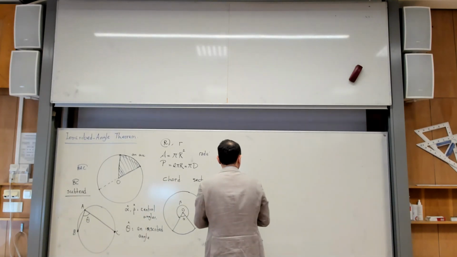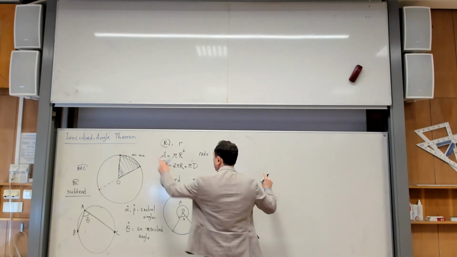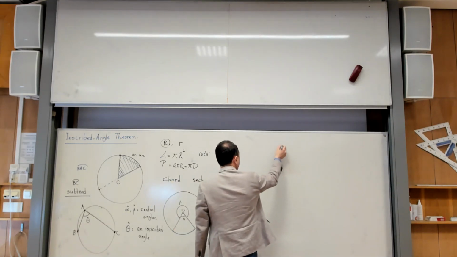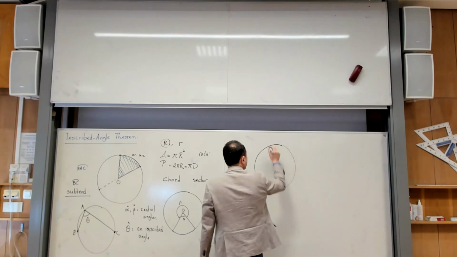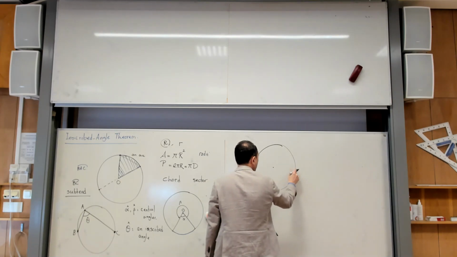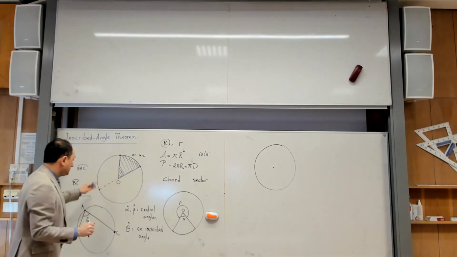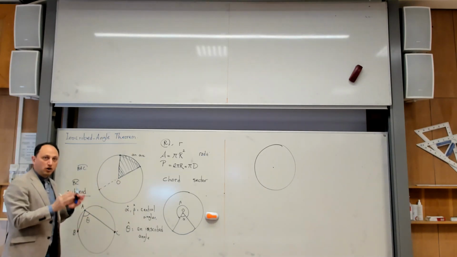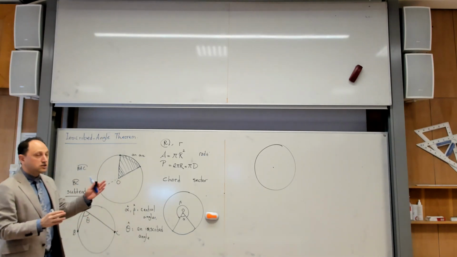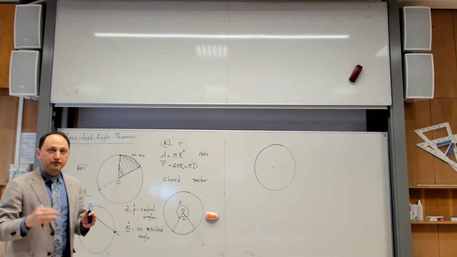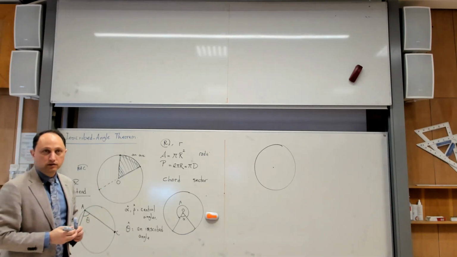That's a very nice theorem, and it is called the Inscribed-Angle Theorem. It means that if I have two angles, one central and one inscribed, but both subtending the same arc, then the inscribed one is half of the central one. Okay, so what does it mean?